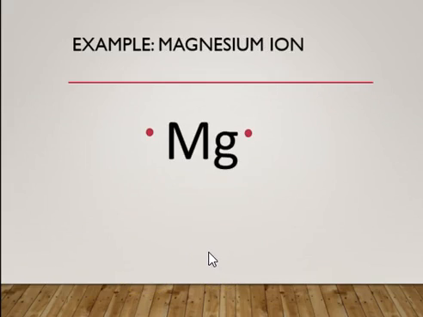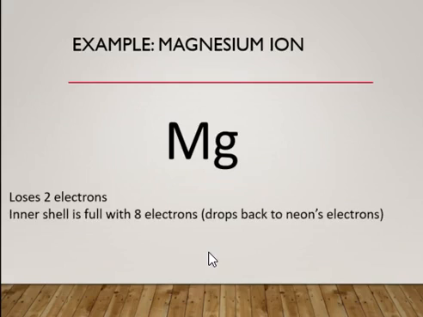How about magnesium? Magnesium is going to lose 2 electrons. When it loses 2 electrons, it's going to drop back to the configuration of neon. So it's going to have 8 ghost electrons, 8 electrons that are just the outside circle, not filled in. It's got a charge of +2. All right, so that is Lewis dot structures for atoms and ions.